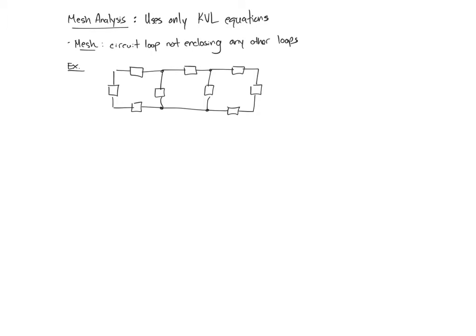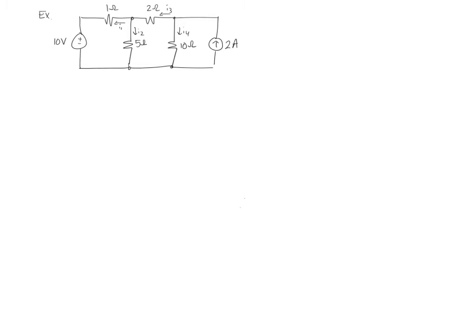So for example, in this problem, while we have 6 closed paths, if I label each subloop as 1, 2, and 3, we've got loop 1, loop 2, loop 3, loop 1-2, loop 2-3, and loop 1-2-3. So we have 6 possible closed loops. KVL works for all of them. But in mesh analysis, we're only going to be doing KVLs on loops 1, 2, and 3 in order to solve the problem. Okay, so I'm going to demonstrate mesh analysis by example.